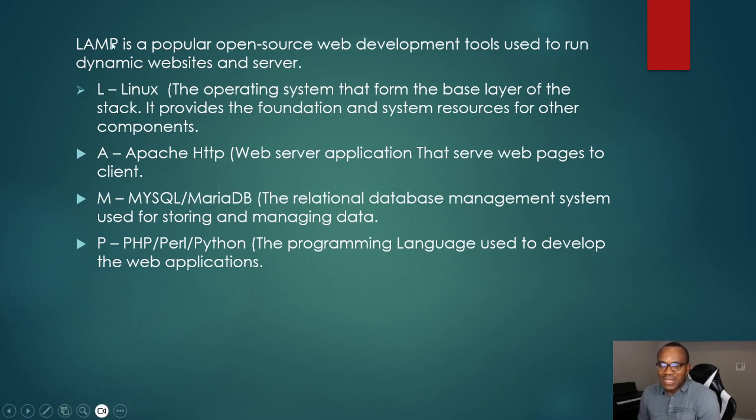Each of the letters in LAMP stands for one of the tools that we'll be using. The first one is Linux, which is the operating system that forms the base layer of the stack. It provides the foundation and system resources for other components. The A there is Apache HTTP, which is the web server software that serves web pages to the client. And the M there is MySQL. You can also use MariaDB, which is a relational database management system used for storing and managing data.